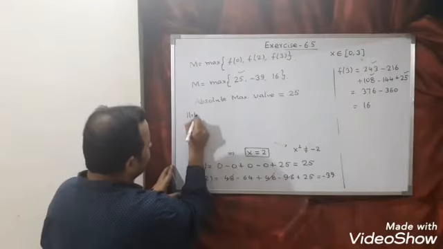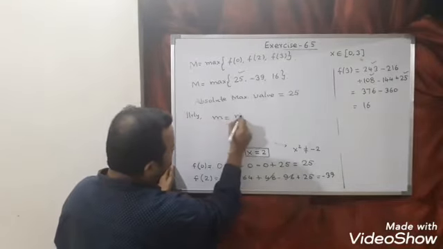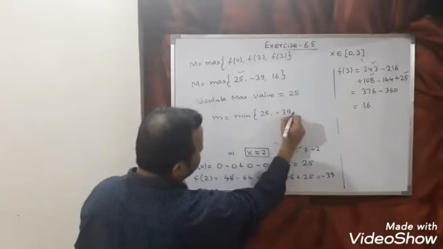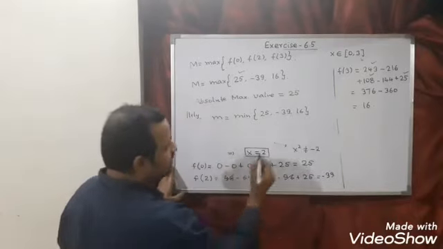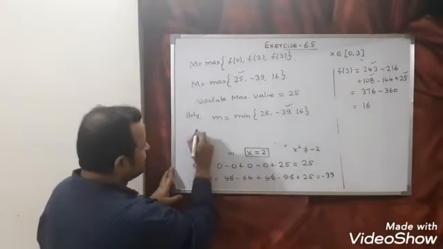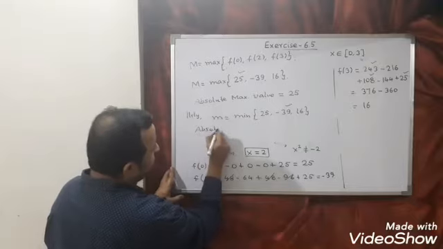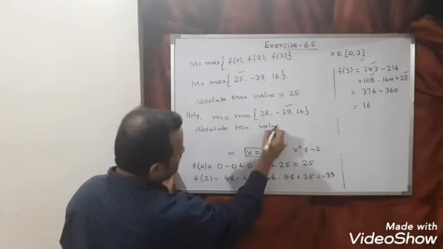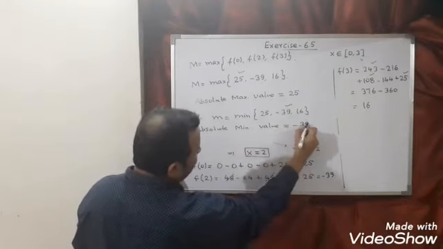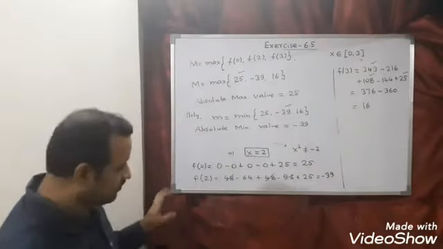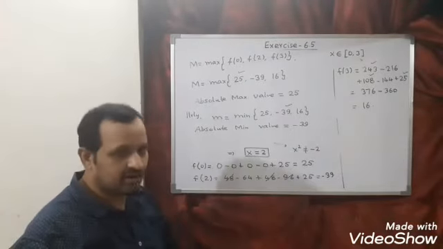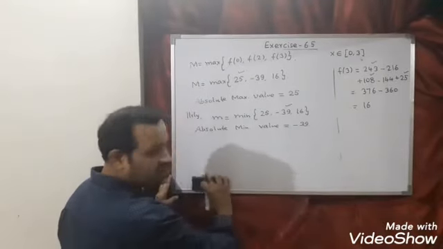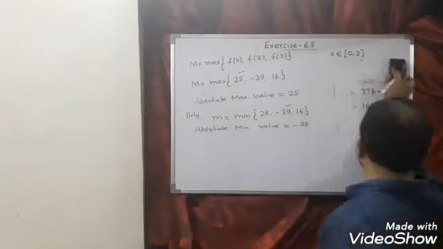Similarly, small m is equal to minimum of 25, minus 39, 16. What is the minimum value? Minimum value is this. So here I can say absolute minimum value is equal to minus 39. And at which point are we getting it? At x is equal to 2. So I think it is clear how to find absolute maximum and absolute minimum of f of x in closed interval a comma b.